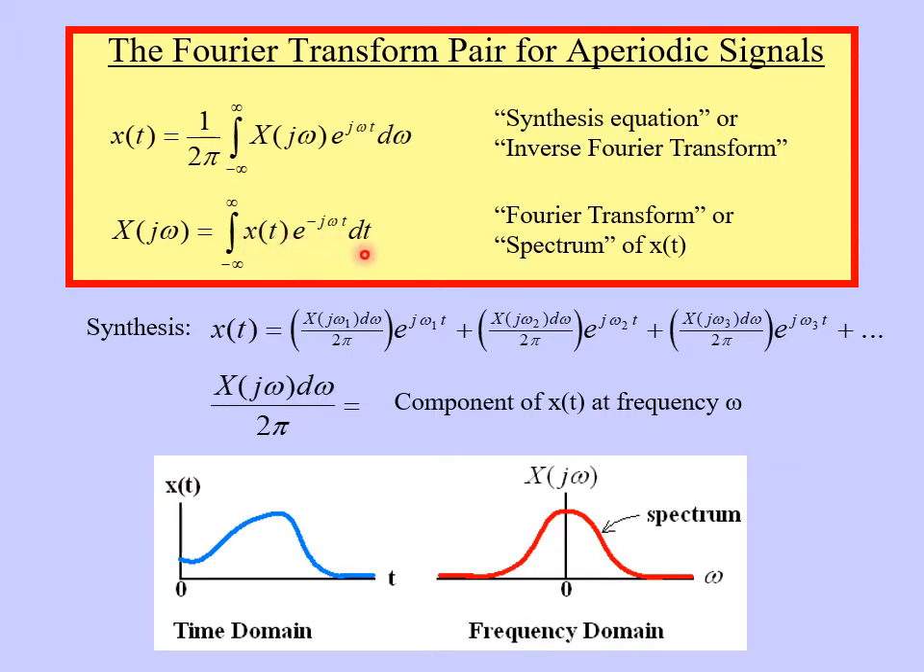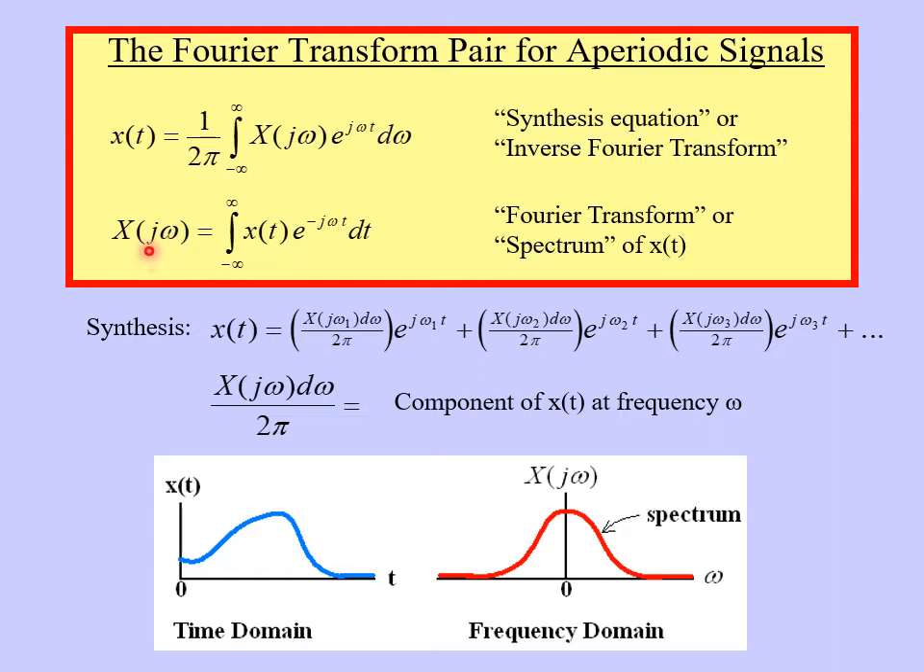Notice it's an integral in time over all time, from negative infinity to positive infinity, and we take the signal x of t and multiply it by this complex exponential e to the minus j omega t, and this will give us a function not of time but a function of frequency. So notice that the Fourier transform here, X of j omega, is a function of frequency omega, not a function of time. This is the frequency domain version of our signal.